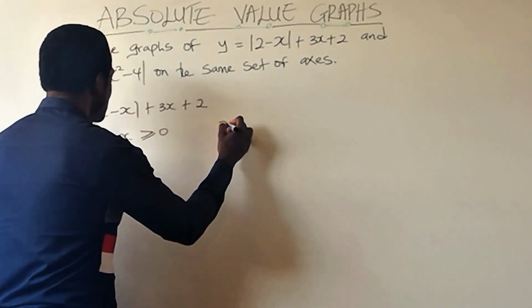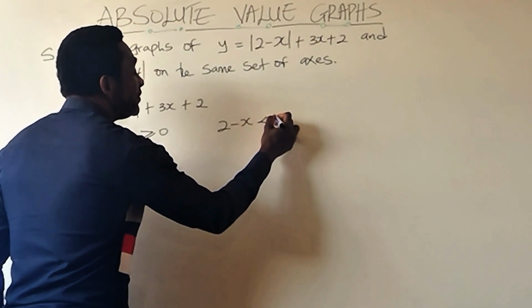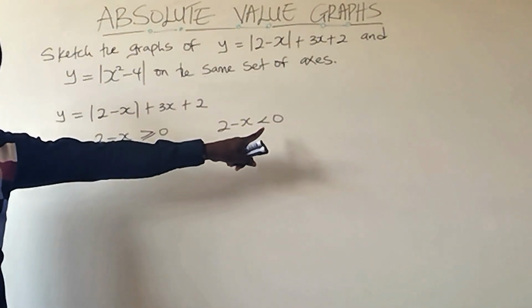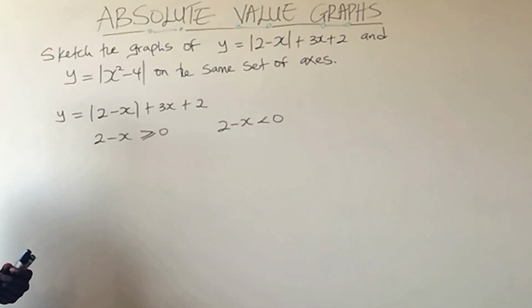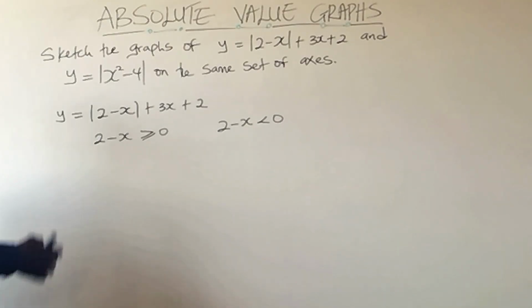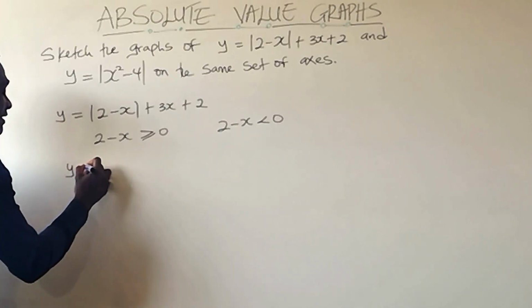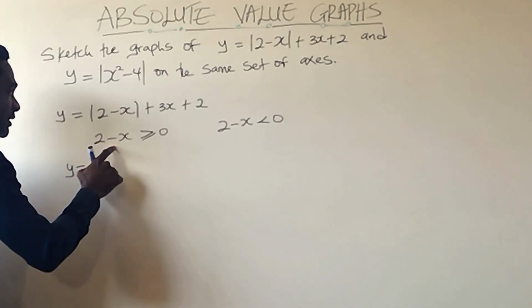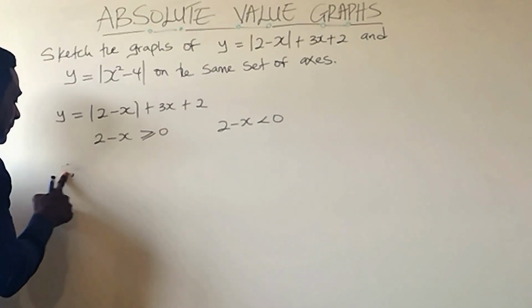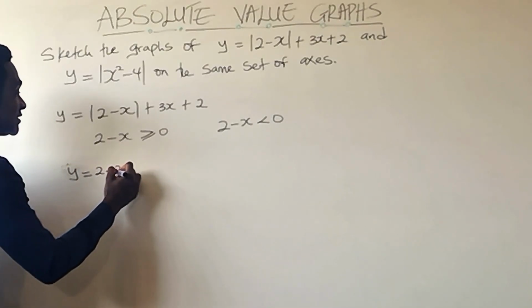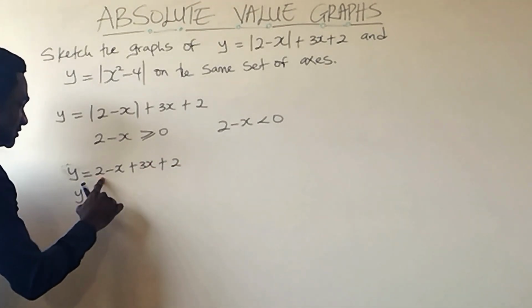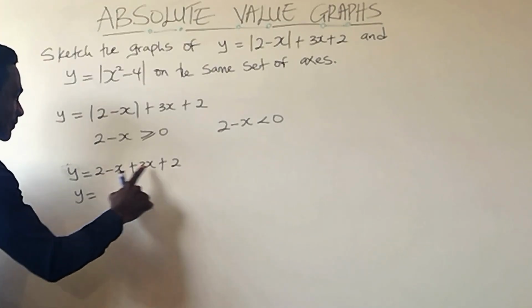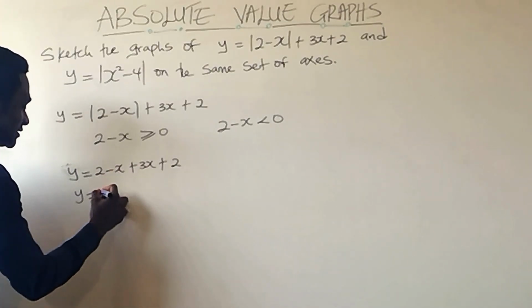Or second condition, we can also have whatever is in that bar being a negative. Less than 0 means a negative. So this is what we use to simplify our expression and understand the conditions for which our graph will travel. Now, if it is positive, then this expression becomes 2 minus x plus 3x plus 2. So when we simplify this, 2 plus 2 is 4, and negative x plus 3x is 2x.